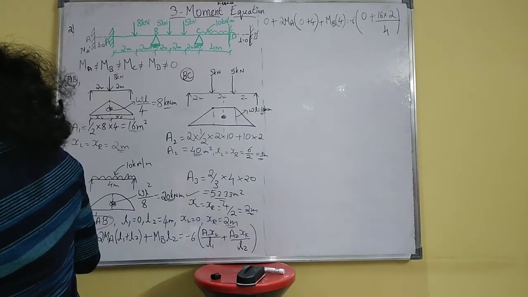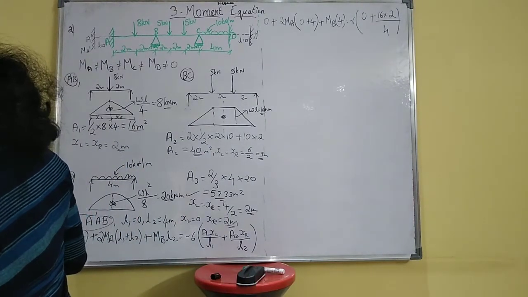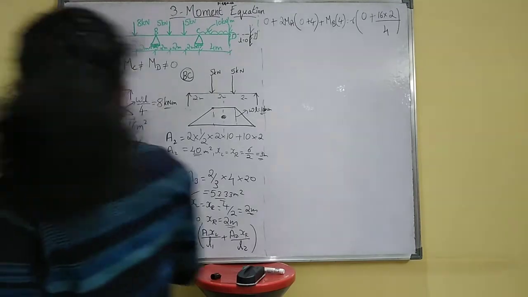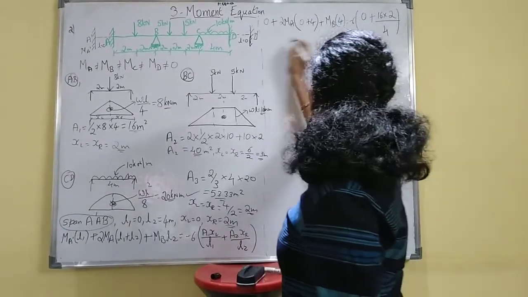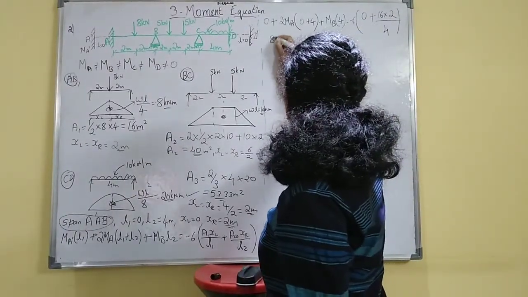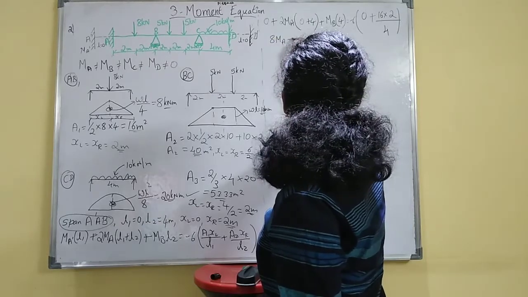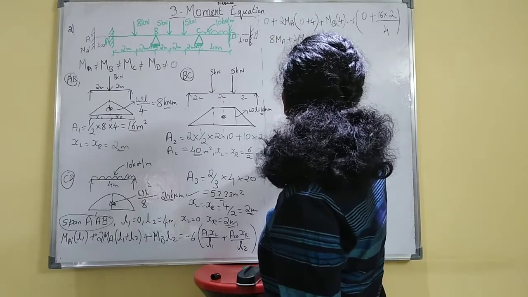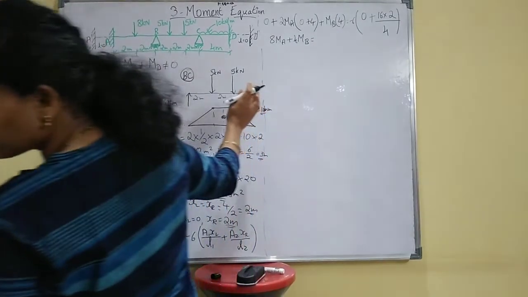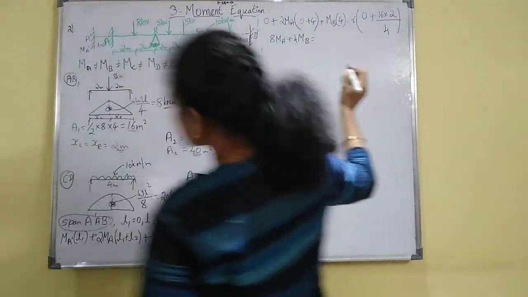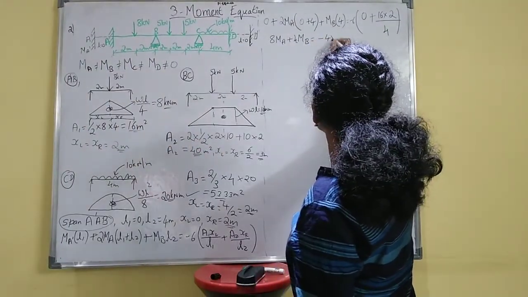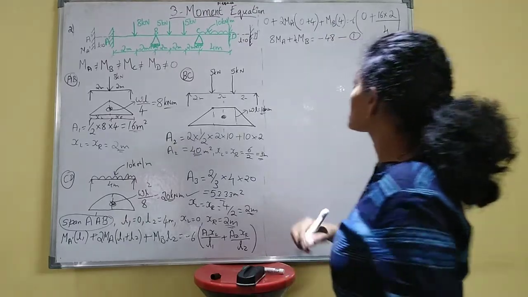Okay, just simplify and write it in the form of an equation. So the first equation is nothing but 8 MA plus 4 MB equal to, simplifying, you will have minus 48. Minus 48, this is your first equation.